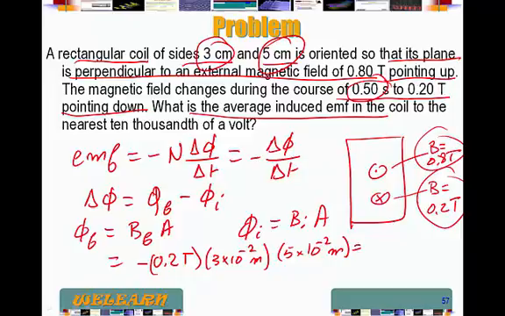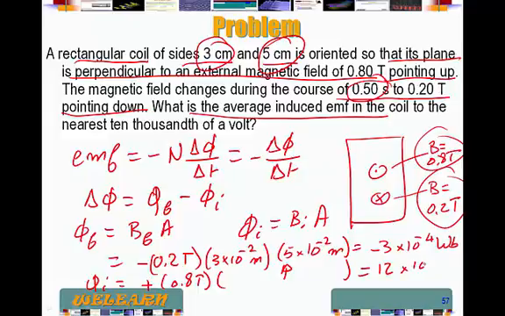This comes out to minus 3 times 10 to the minus 4 webers. Phi initial is going to be plus, since the field is pointing up, 0.8 teslas times the same area as we have here. So we should end up with 12 times 10 to the minus 4 webers.